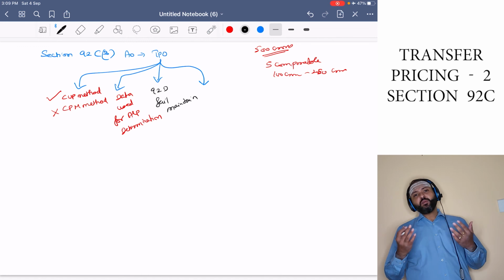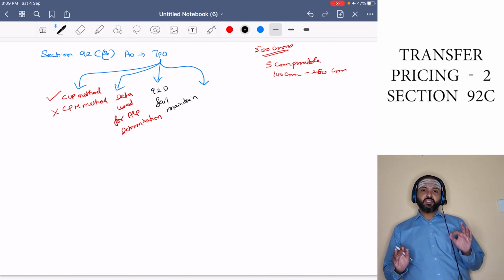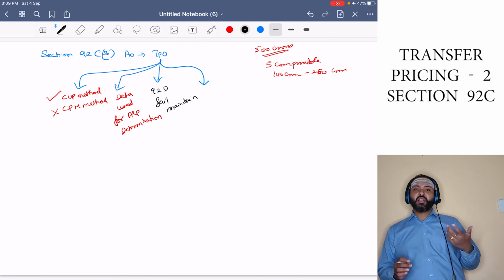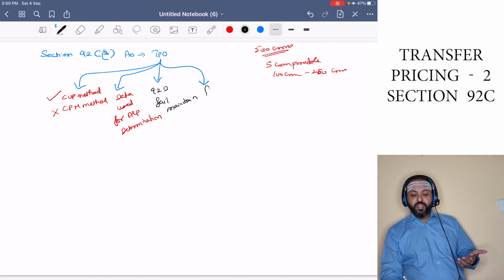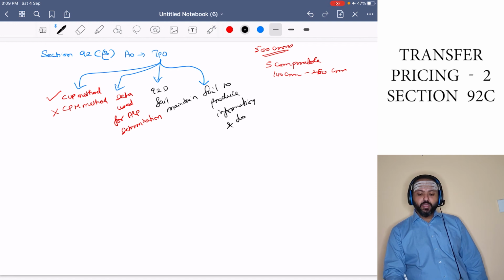Now, the TPO calls for information. He says, boss, you have presented 3 transactions. Please share information regarding these transactions. You fail to produce information and documentation under section 92D.